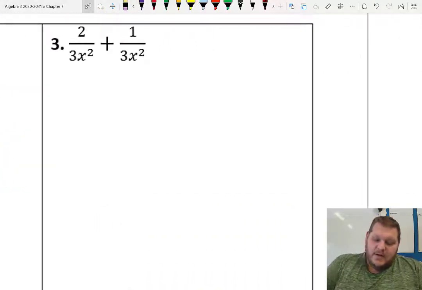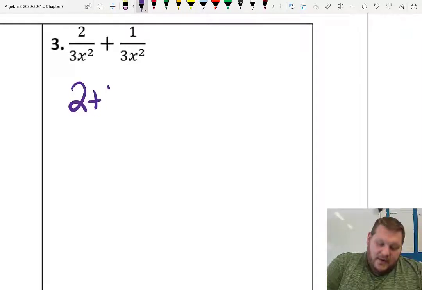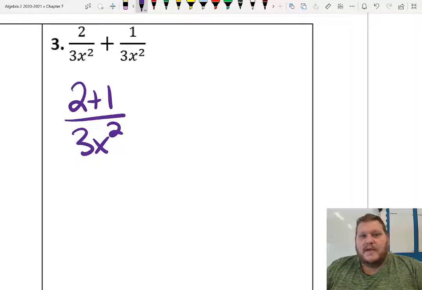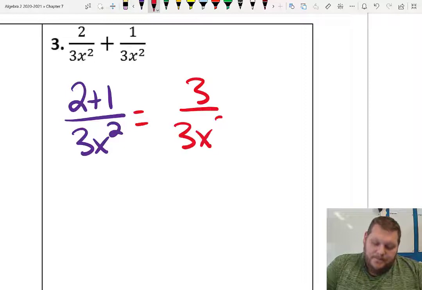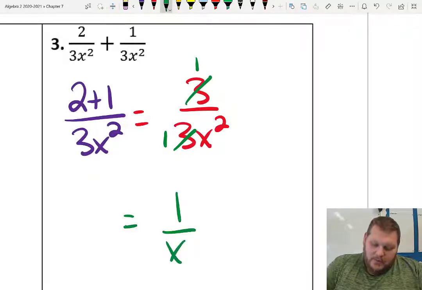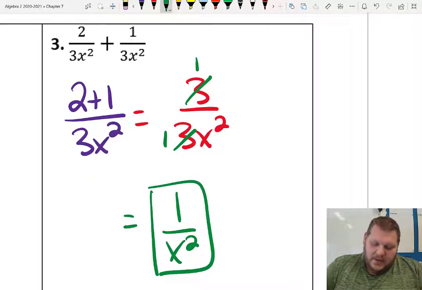Last one here in this section. Again, combining them together, I add my numerators over my common denominator of 3x squared. So that gives me 3 over 3x squared. And we can see here my 3's are going to cancel on top and bottom, leaving me with just 1 over x squared for my final simplification.